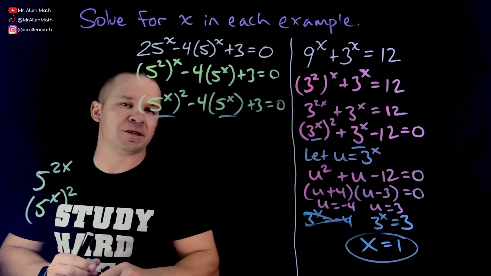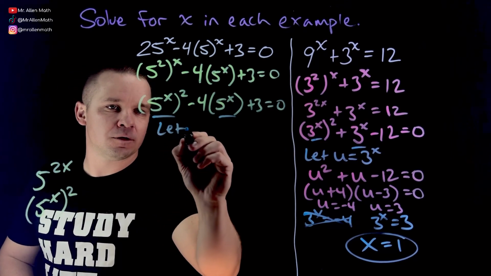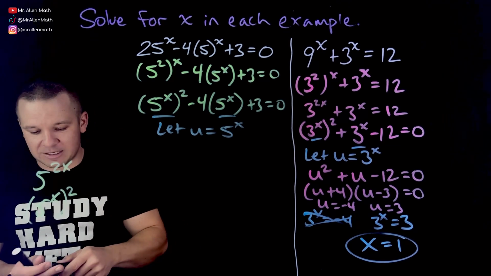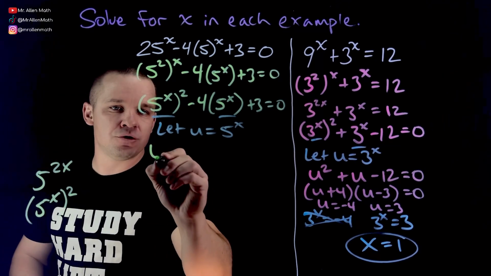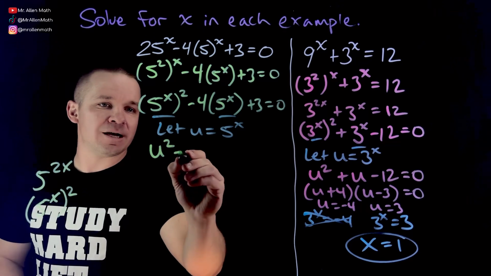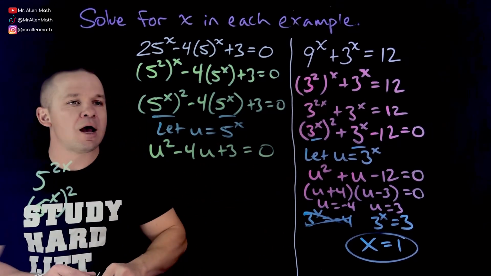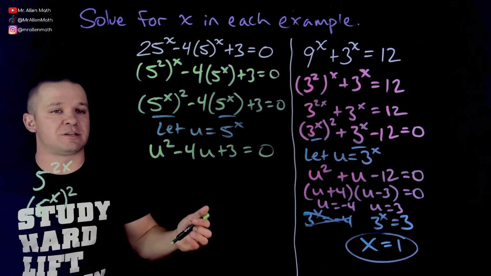That's u right there and there. So we'll say let u equal 5 to the x, and then we'll replace that in here. So we have u squared minus 4u plus 3 equals 0. And now I can factor and solve this bad boy.